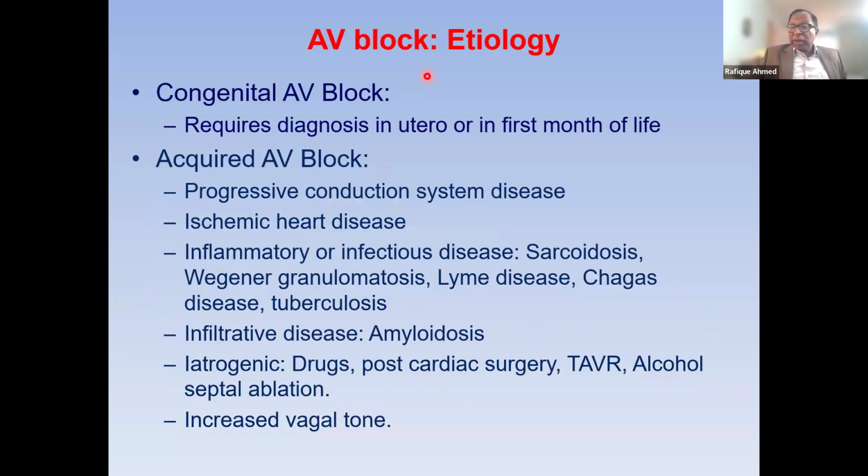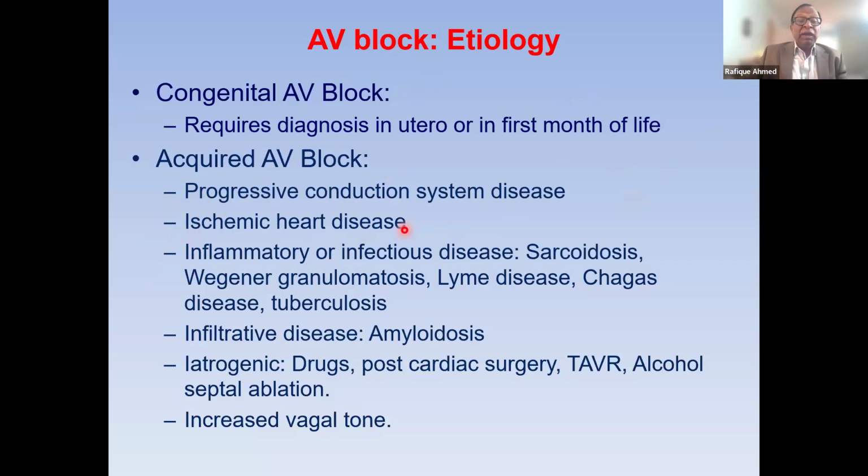Etiology, congenital AV block. And by the book, the definition should be that it must be diagnosed in utero or in the first month of life. Of course, this is quite good for developed countries, but in Bangladesh, nobody records ECG when the child is born or intrauterine EKG, so we can't diagnose those. And acquired AV block, most of the time we see progression of conduction system disease, and we don't know why it happens, but it happens. Then ischemic heart disease is important and also depends on which vessel is affected.